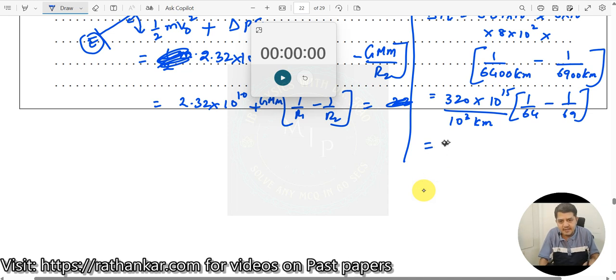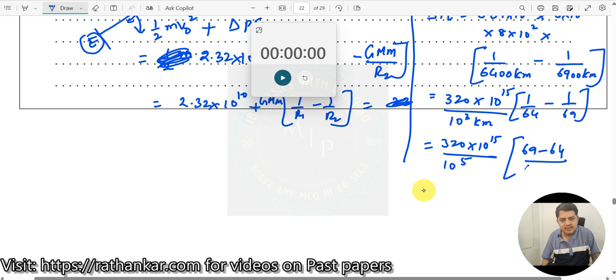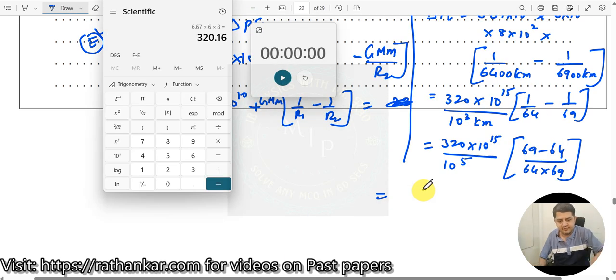So which should now be equal to 320 into 10 power 15 divided by 10 square into 10 cube kilometers, so it will be 10 power 5 into, now what will this be? Take the LCM, so 69 minus 64 divided by 64 into 69, right? So when I do this, what is it I get? Let me use my calculator now to make things faster. We already crossed 36 minutes. 69 minus 64 would be 5, divided by 64, divided by 69. So how much do I get? I get the answer 0.0011.